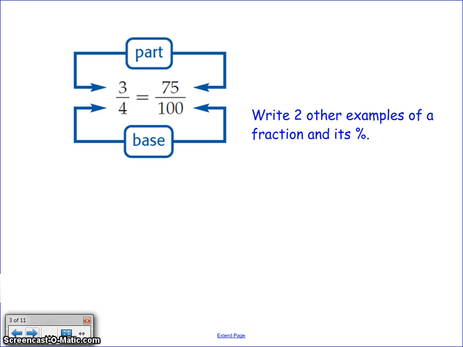All right, I'd like you to write 2 other examples of a fraction and its percent. So here we have 3/4 and its percent is 75% or 75 over 100. I'd like you to put down in your notes 2 other examples.